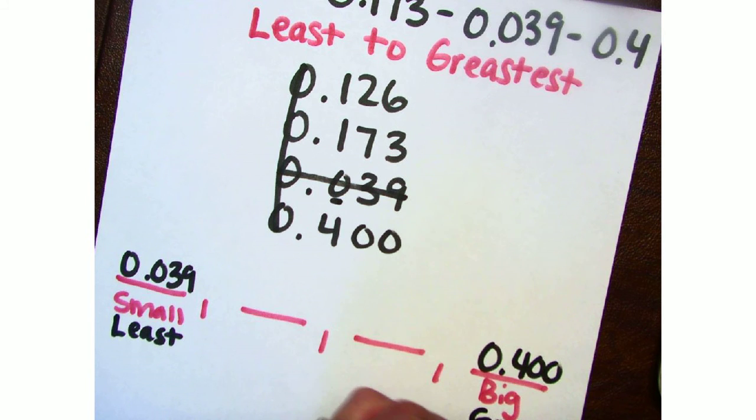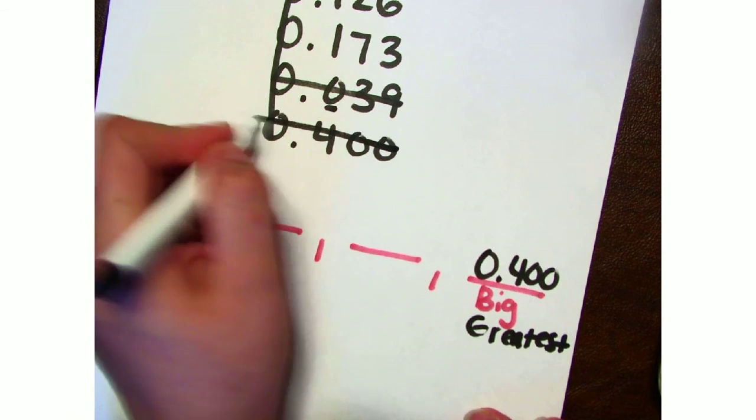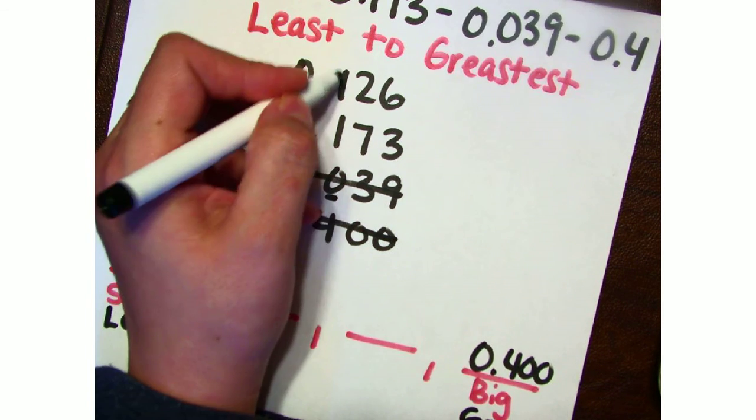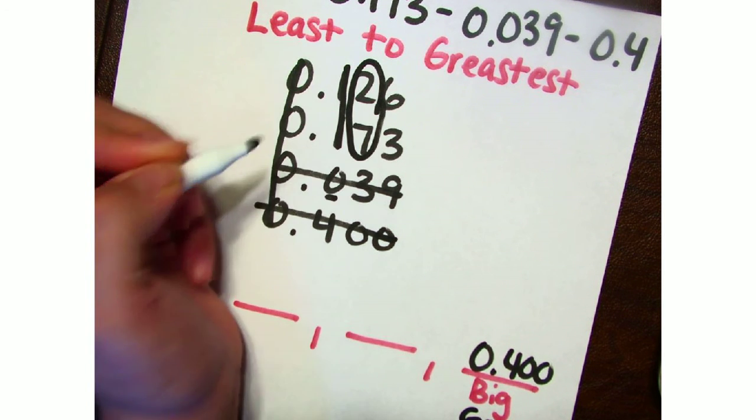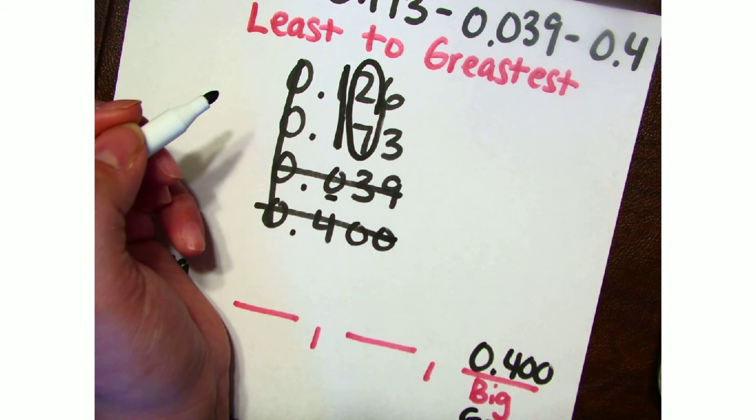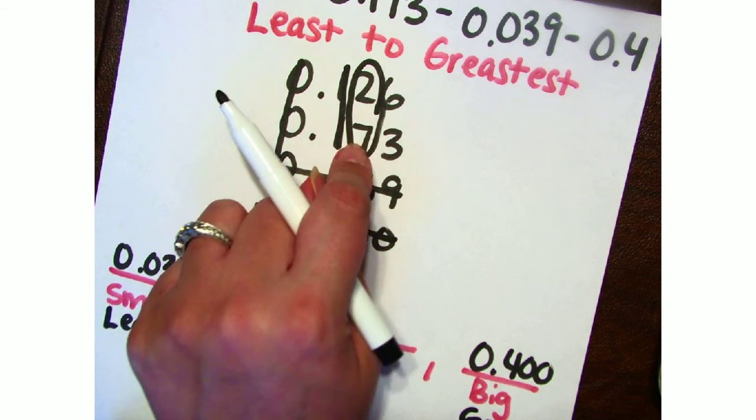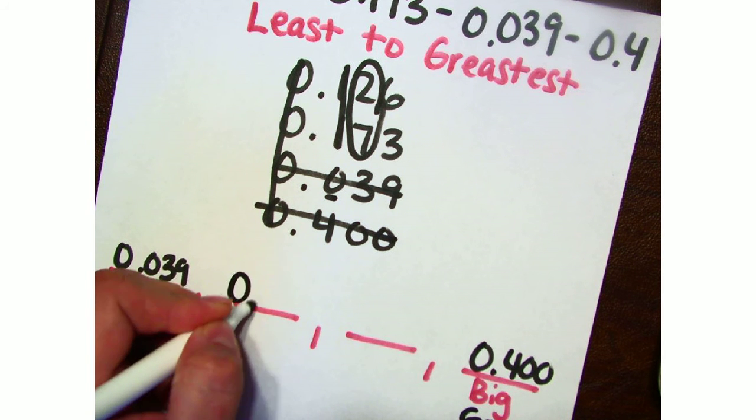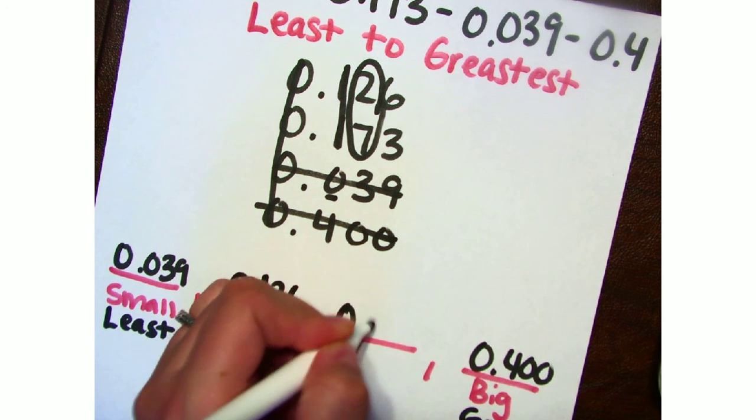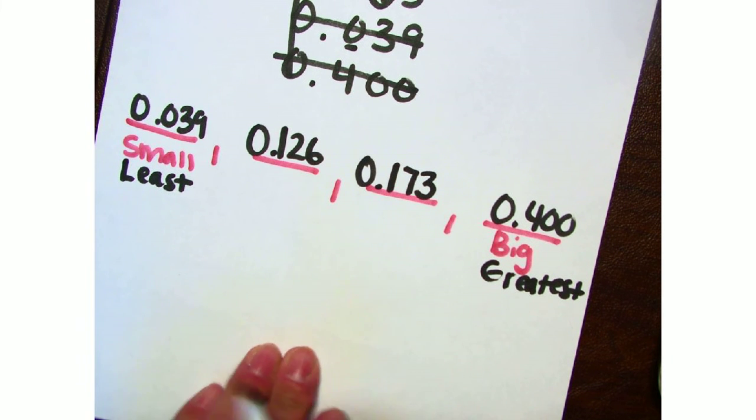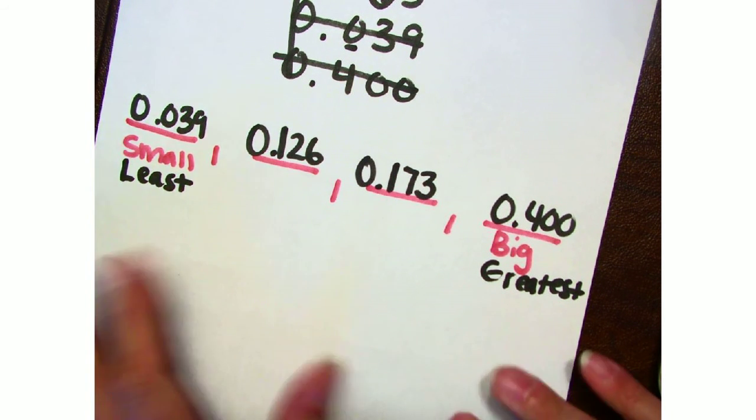So now all we have to do is find the number in the middle. So we're going to cross off that 0.4. So these 2 are the same. We're going to cross them off. Now we see the difference between 2 and 7. We're looking for the smaller one. Well, we know that 2 is smaller than 7, so that's going to be our second one, 0.126. That goes second, which forces the 0.173 to be the third number. And that's how you order decimal numbers from least to greatest.